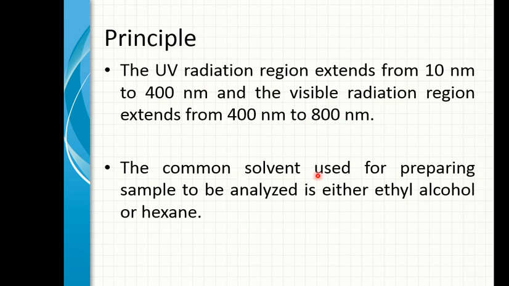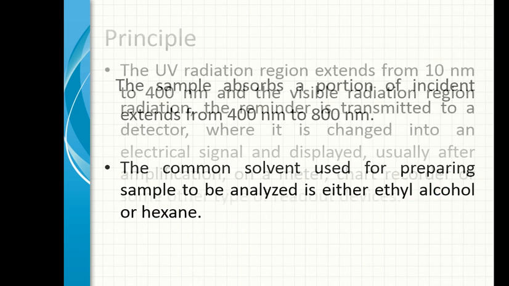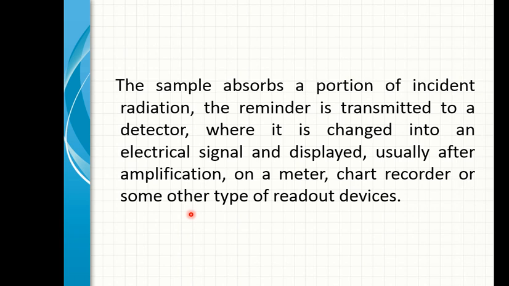The common solvent used for preparation of the sample to be analyzed is either ethyl alcohol or hexane, and later we will know why we use ethyl alcohol or hexane as a solvent. The sample absorbs a portion of the incident radiation. The remainder is transmitted to the detector, where it's changed into an electrical signal and displayed.